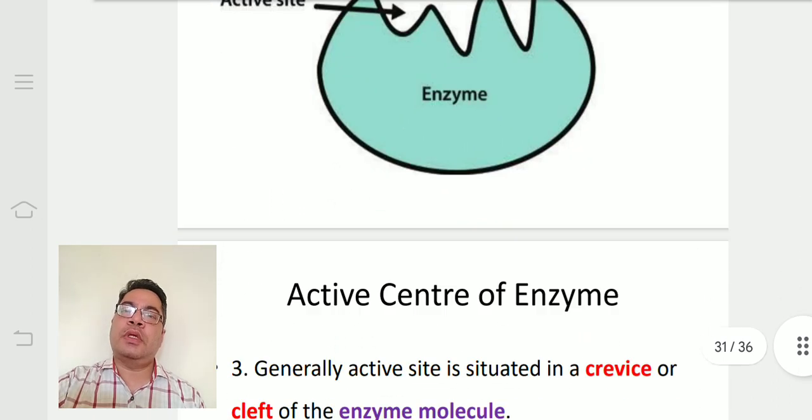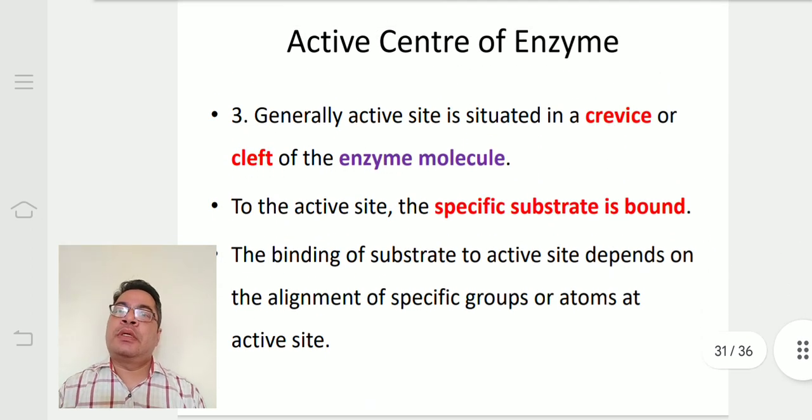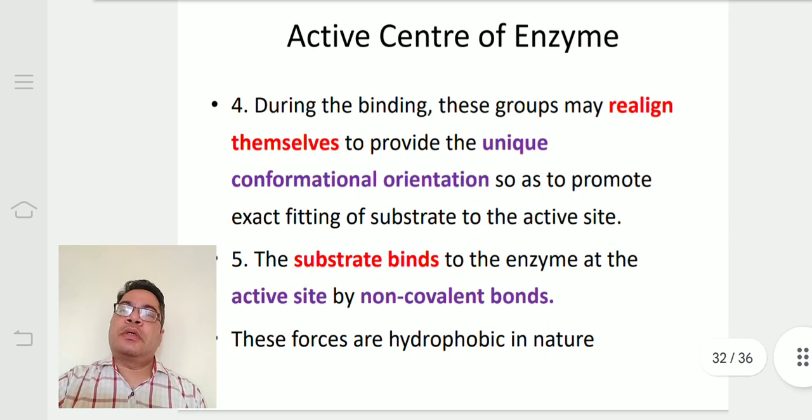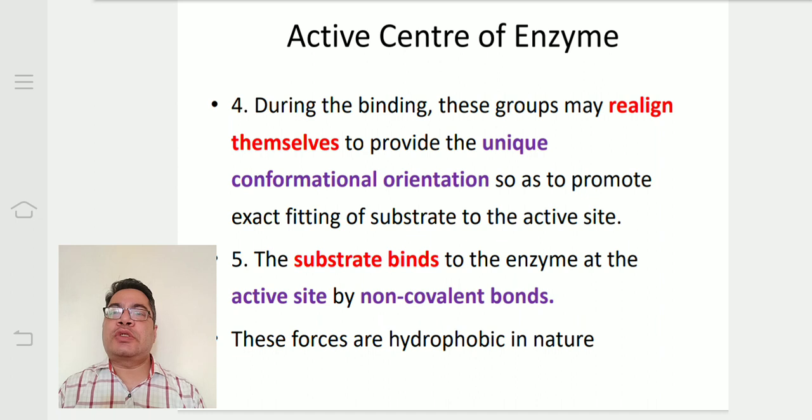The binding of substrate to the active site depends on the alignment of specific groups or atoms at the active site. During the binding, these groups may realign themselves to produce the unique conformation orientation so as to promote exact fitting of substrate to the active site. The substrate binds to the enzyme at the active site by non-covalent bonds. These forces are hydrophobic in nature.